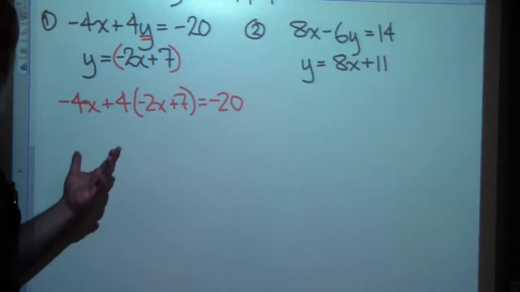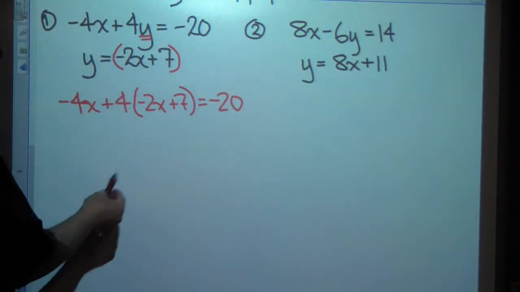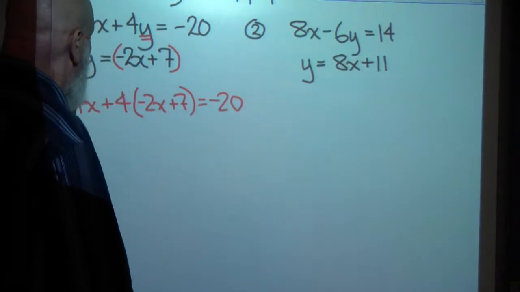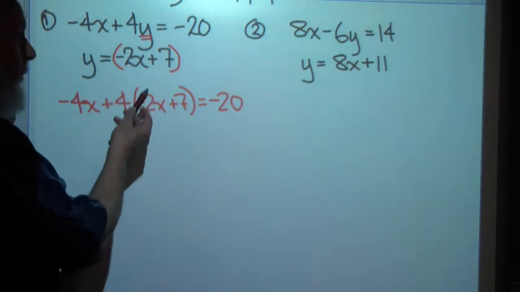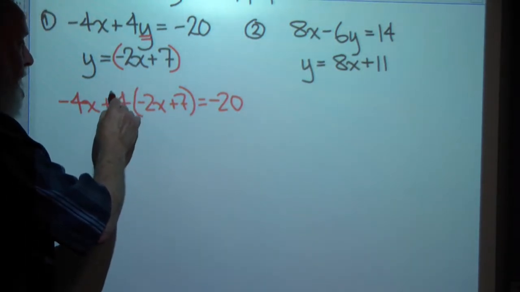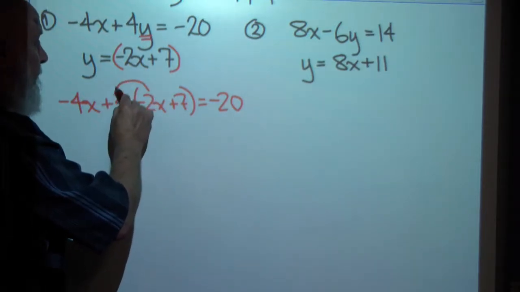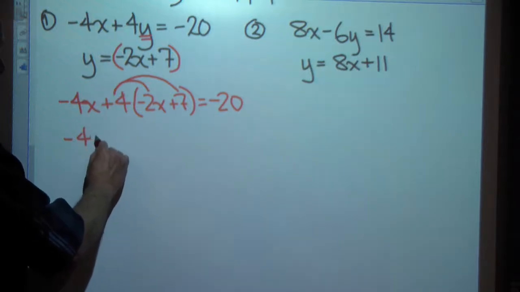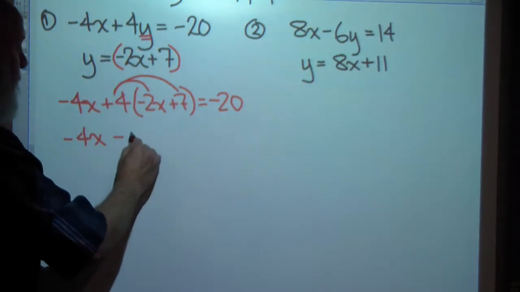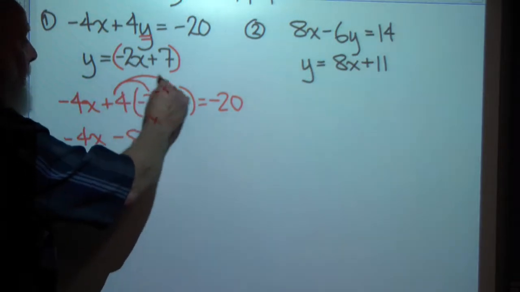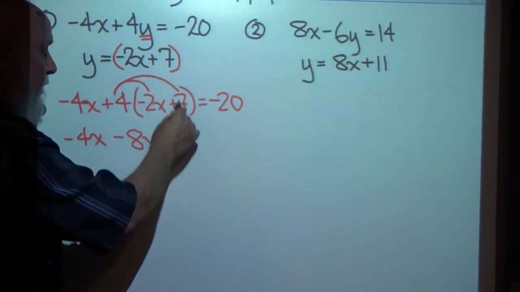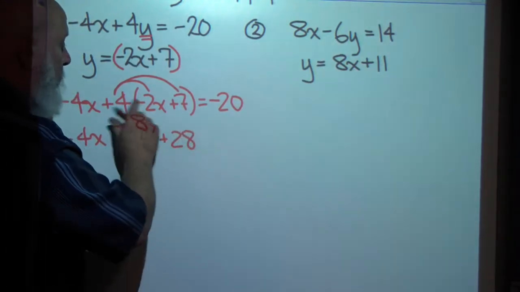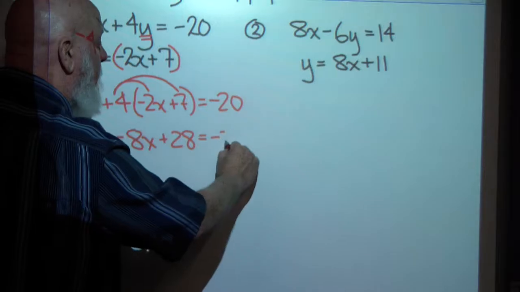And we're going to solve this and try not to make any arithmetic mistakes. If you see me make any arithmetic mistakes, normally I'd say shout out, but since I'm doing this on the video, I will try not to make any mistakes. If I make some, hopefully I'll catch them. So here we go. I'm going to open these parentheses first and then combine like terms on the left side. Negative 4x comes down, minus 8x, plus 28. I'm just distributing this using the distributive property of multiplication with respect to addition. Plus 28 is equal to negative 20.